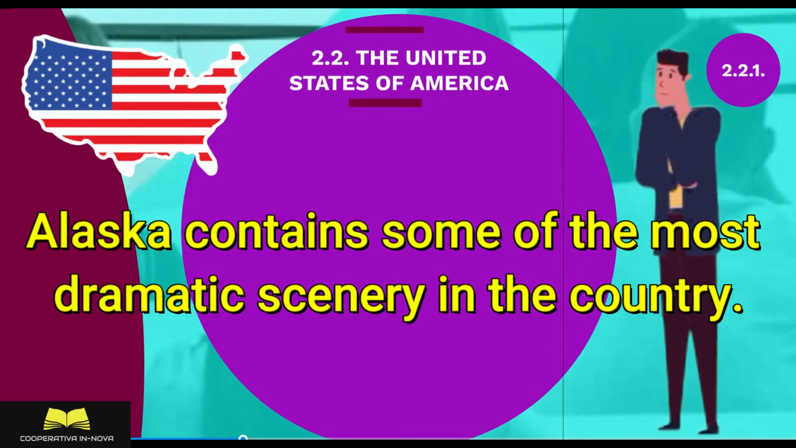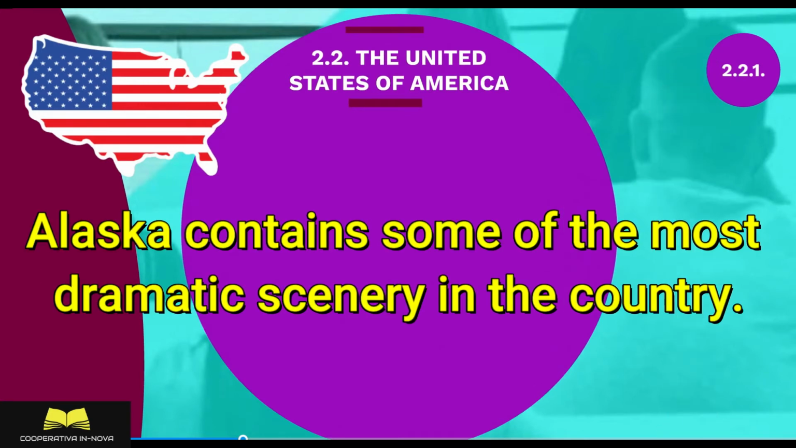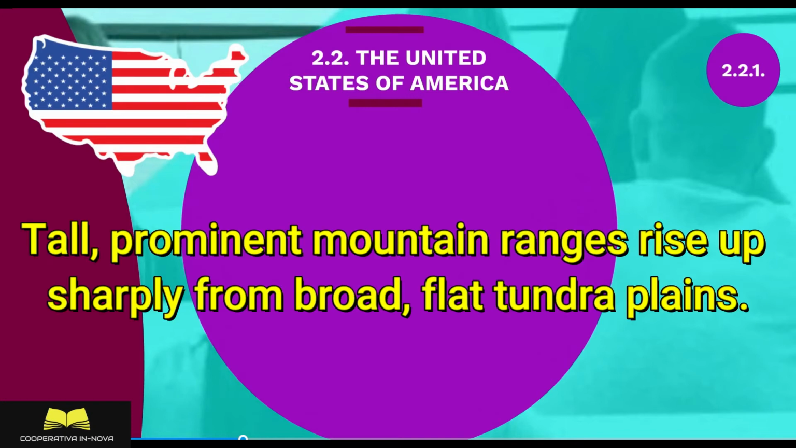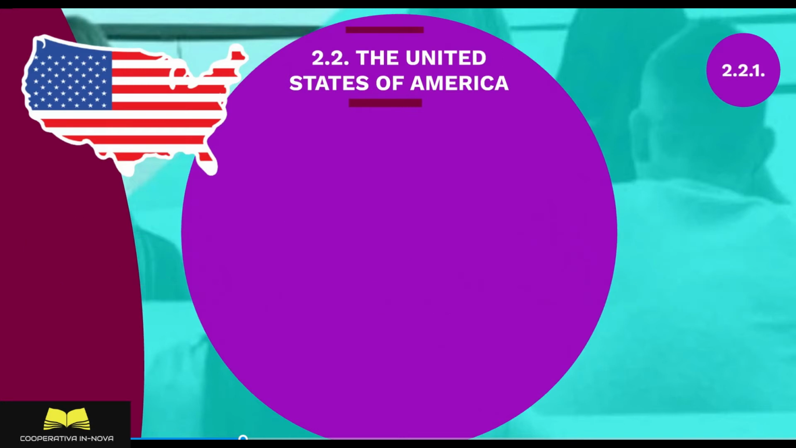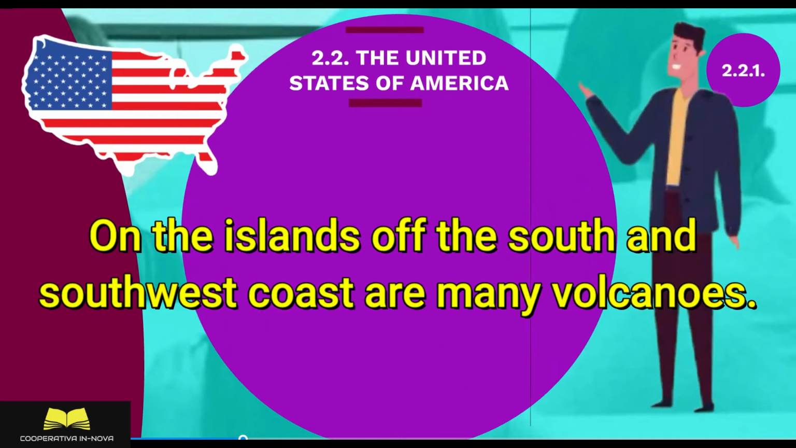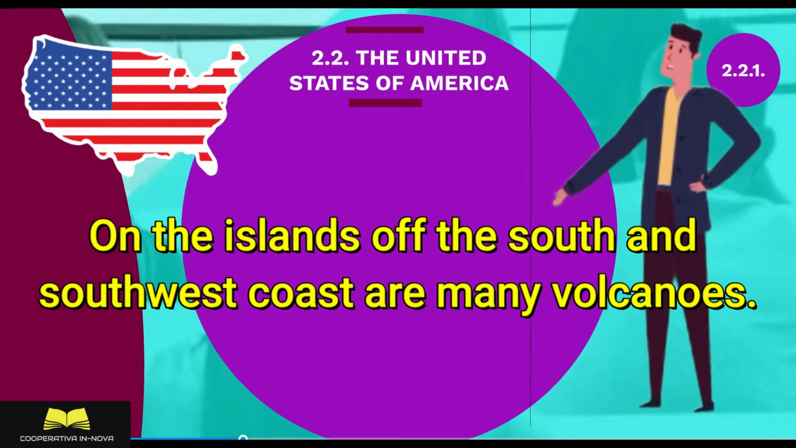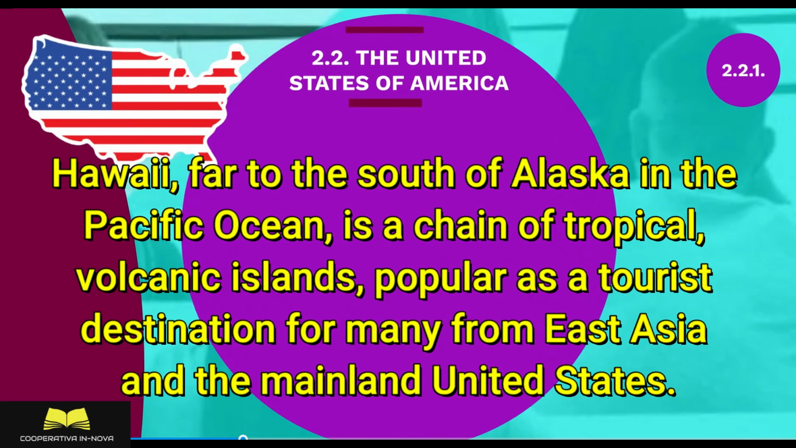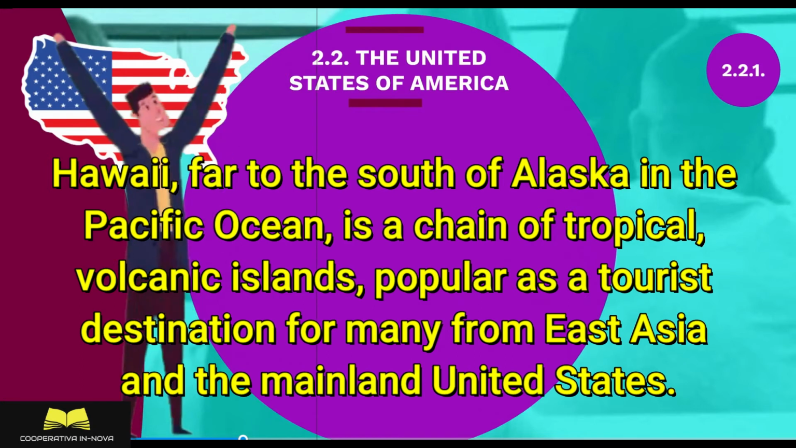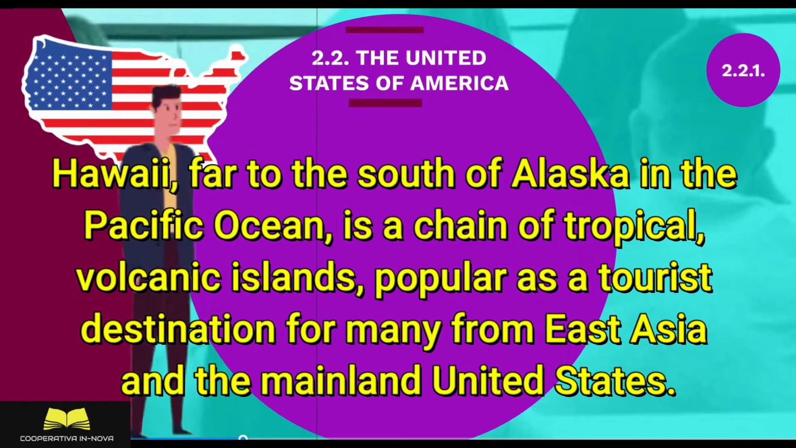Alaska contains some of the most dramatic scenery in the country. Tall, prominent mountain ranges rise up sharply from broad, flat tundra plains. On the islands off the south and southwest coast are many volcanoes. Hawaii, far to the south of Alaska in the Pacific Ocean, is a chain of tropical, volcanic islands, popular as a tourist destination for many from East Asia and the mainland United States.